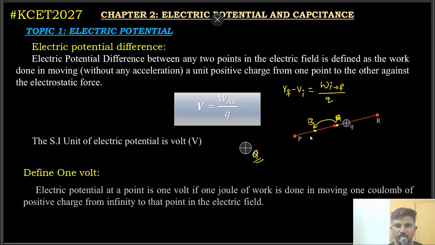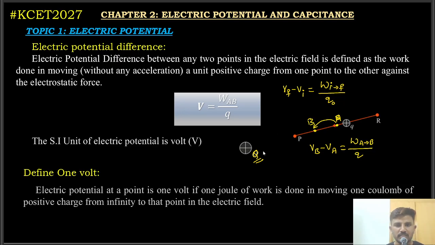Here we are moving it from A to B, so we can write final potential is B minus initial potential is A, that is VB minus VA, is equal to the work done to move the charge from A to B divided by the moving charge q, or you can consider it as q naught also. This is electric potential difference.